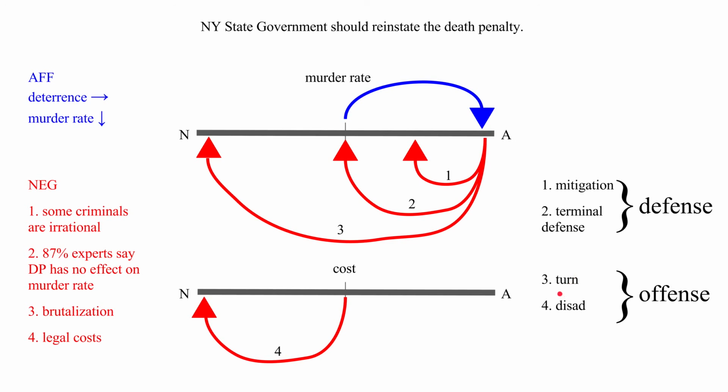The affirmative can try to turn the cost and say, although this would be factually incorrect, that the death penalty would actually be cheaper than the alternatives. Or the affirmative could say that the cost argument doesn't matter because, well, in this case it wouldn't be the disadvantages, but in this case it would be the advantages, because the affirmative advantages, such as the original murder rate argument, should be outweighing.